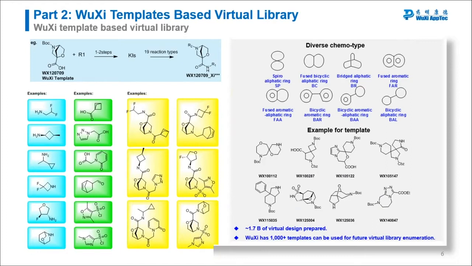The second part is a very unique part, based on our unique WuXi templates. Based on these unique templates, our library has only around 10% overlap with other virtual spaces. WuXi started as a scaffold or template provider in 2001, so we have a lot of experience in the design and synthesis of novel scaffolds or templates. This includes spiro rings, fused rings, bridged rings, and also many heterocyclic rings. Here we show examples of our unique templates already used in the design of this part, and there are more than 1,000 templates that could be used for future virtual library design.